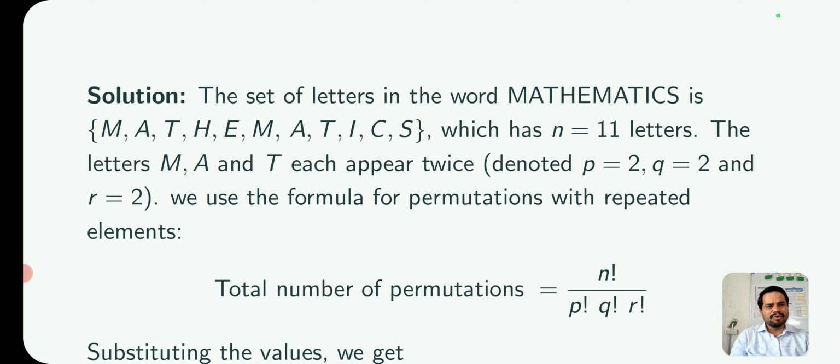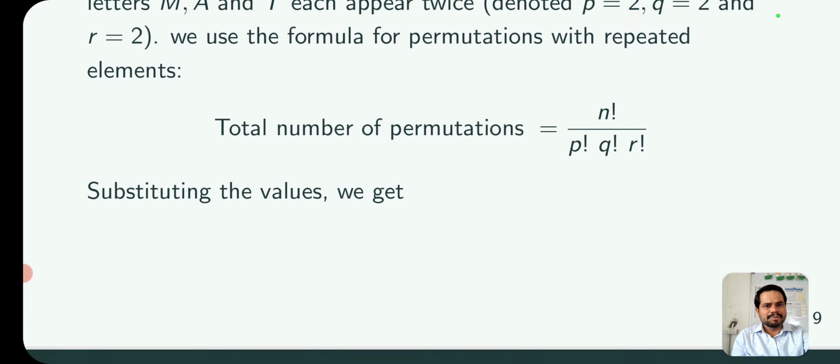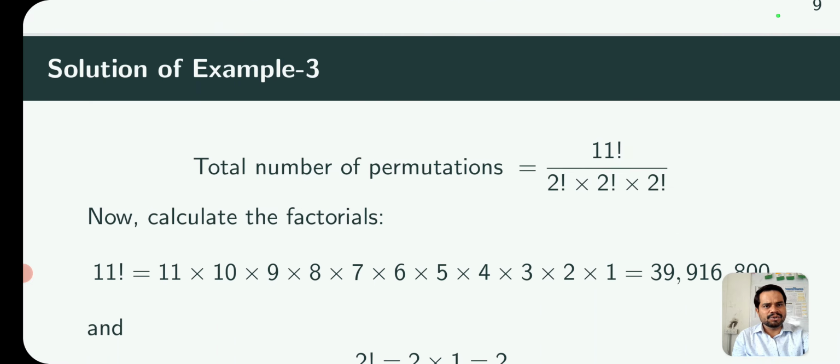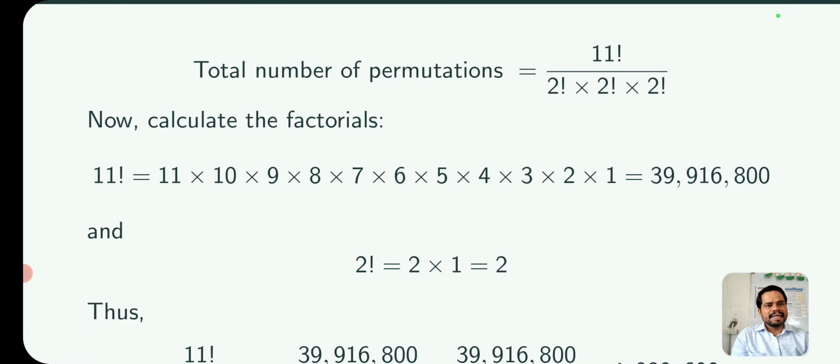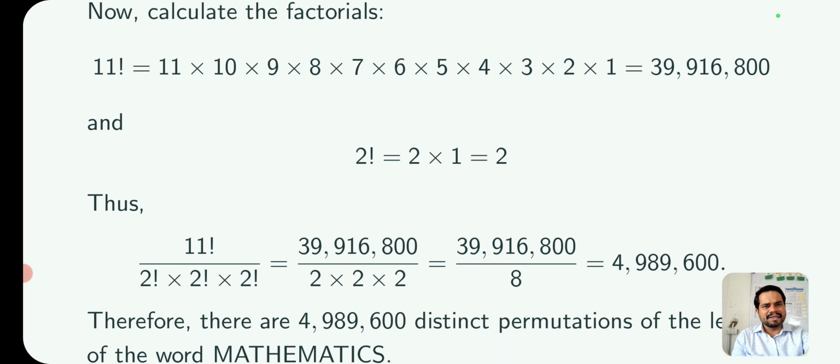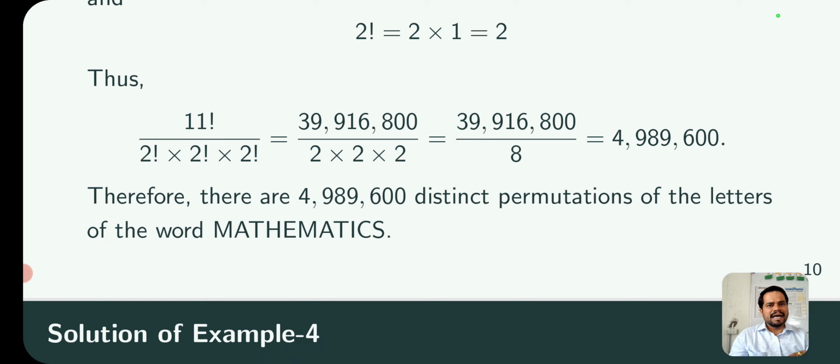Yes. So we use the formula for permutation with repeated elements: the total number of permutations is n factorial upon p factorial times q factorial times r factorial. By substituting these values, we get 11 factorial divided by 2 factorial times 2 factorial times 2 factorial. Now we can calculate the factorials: calculate 11 factorial and 2 factorial, and divide. We get the answer: there are 4989600 distinct permutations of the letters of the word mathematics.